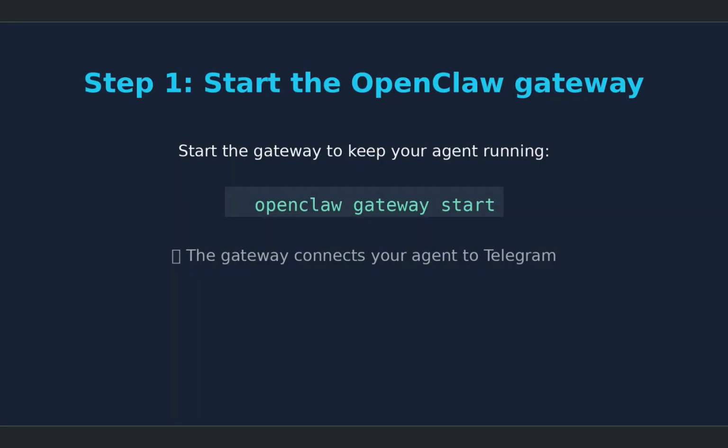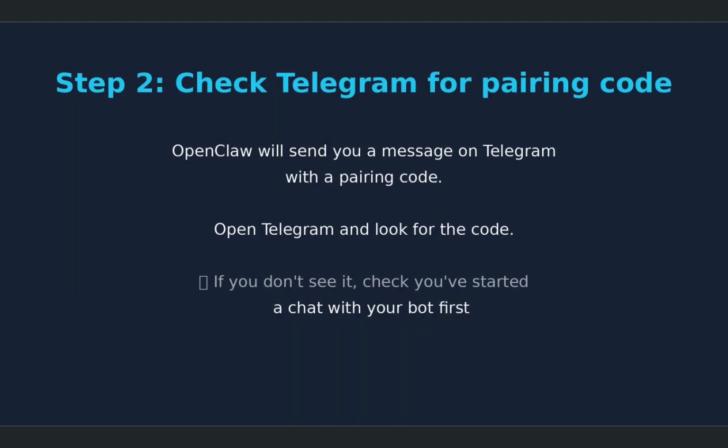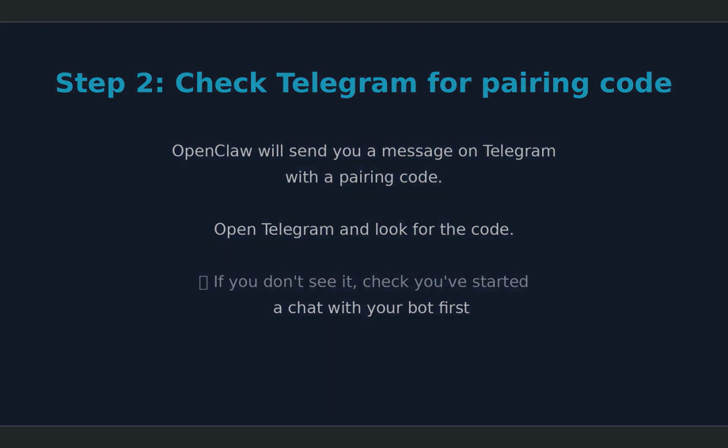First, start the OpenClaw gateway. This keeps your agent running and connected to Telegram. Just run OpenClaw gateway start. Once the gateway starts, OpenClaw will send you a message on Telegram with a pairing code. Open Telegram and look for the message from your bot. If you don't see it, make sure you've started a chat with your bot by searching for its username.